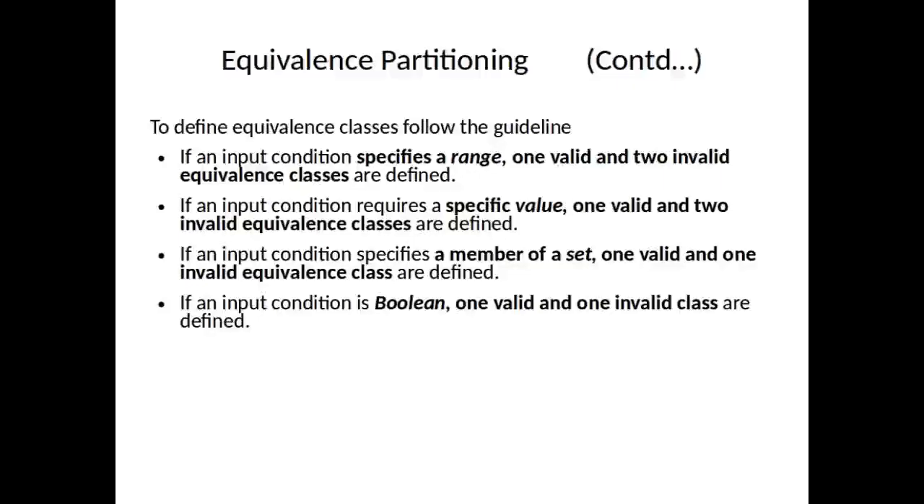Equivalence classes may be defined according to the following guidelines. If an input condition specifies a range, one valid and two invalid equivalence classes are defined. If an input condition requires a specific value, one valid and two invalid equivalence classes are defined. If an input condition specifies a member of a set, one valid and one invalid equivalence class are defined. If an input condition is Boolean, one valid and one invalid class are defined.